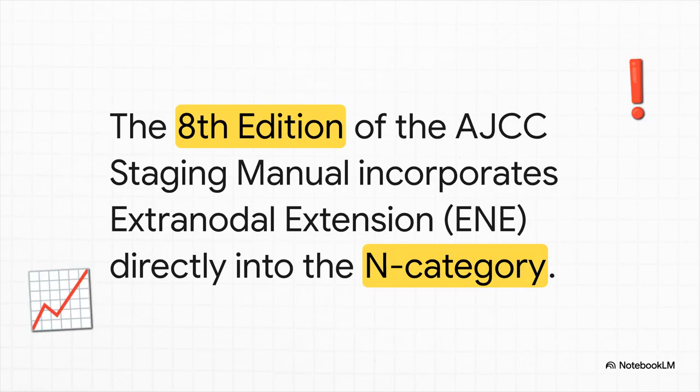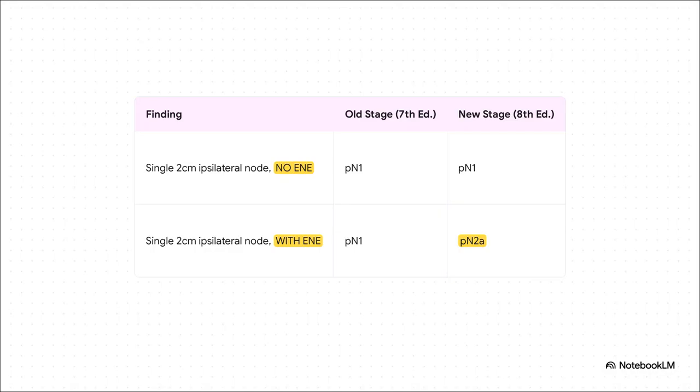And it's so important, in fact, that the latest staging system, the AJCC 8th edition, made a massive change. Now, the presence or absence of ENE can, all by itself, change the patient's end stage, single-handedly. Just look at this table. It shows you exactly what a game changer this is. In the old days, a single 2-centimeter positive node was a pN1. Simple. But now, that exact same node, same size, same spot, gets upstaged to a pN2a just because ENE is present. That one microscopic finding completely changes the stage. That's how powerful this is.